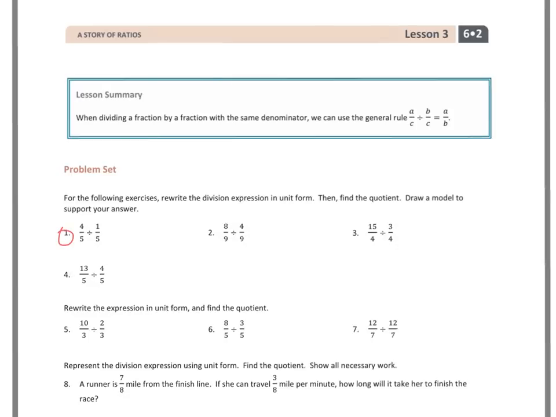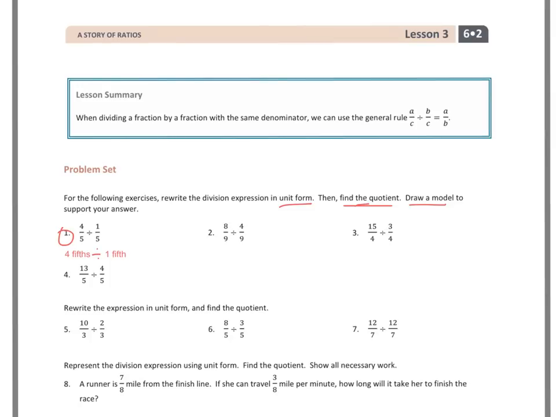And for the directions it says, for the following exercises, rewrite the division expression in unit form, then find the quotient, and then draw a model to support your answer. So I'll do question 1 first, and it says 4/5 divided by 1/5. So I'm going to put it in unit form, meaning I'm going to use word form with fifths. So there's my unit form, 4/5 divided by 1/5.